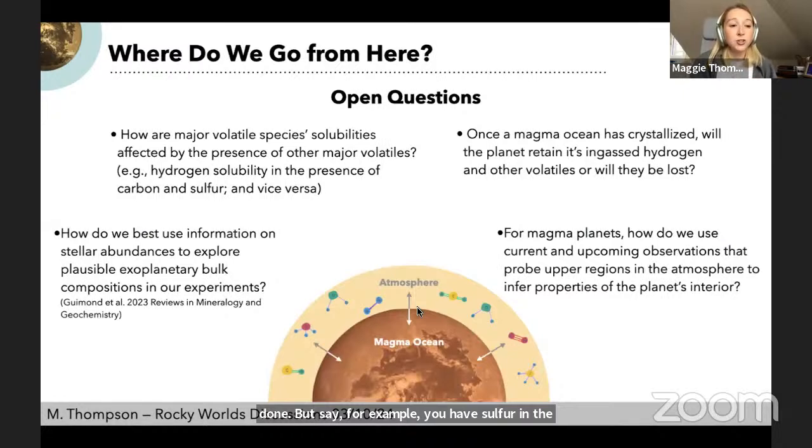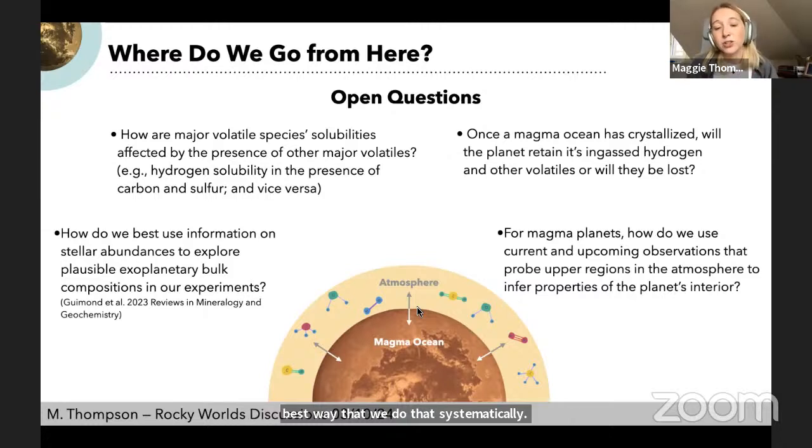I also think it's interesting to think about how we can use stellar abundance data and then models to simulate what we might expect for bulk rocky planet compositions for exoplanets, and how do we really use that information well? So if we're trying to simulate diverse compositions in the lab, what's the best way that we do that systematically?